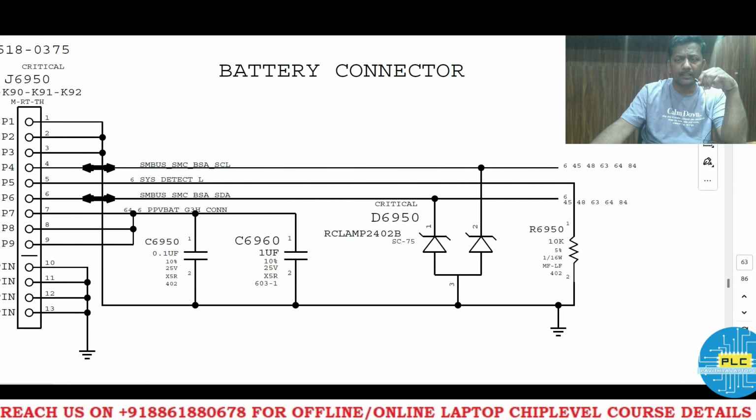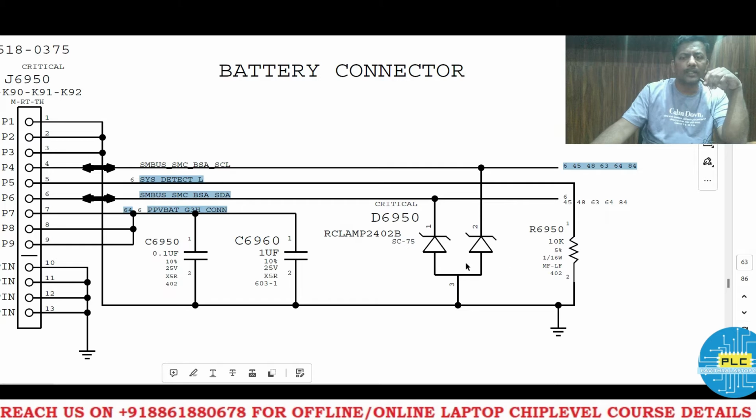Here the very important points are these. 1, 2, 3 are connected to ground. 4 is SM bus clock. 5 is system detect, the battery detect. 6 is the SDA data. Here is the clock and here is the data. 7, 8, 9 are the battery voltages, PPV bat underscore G3H underscore connection. It's the battery voltage. 10, 11, 12, 13 are ground. Any doubt in this? Of course not, I think.